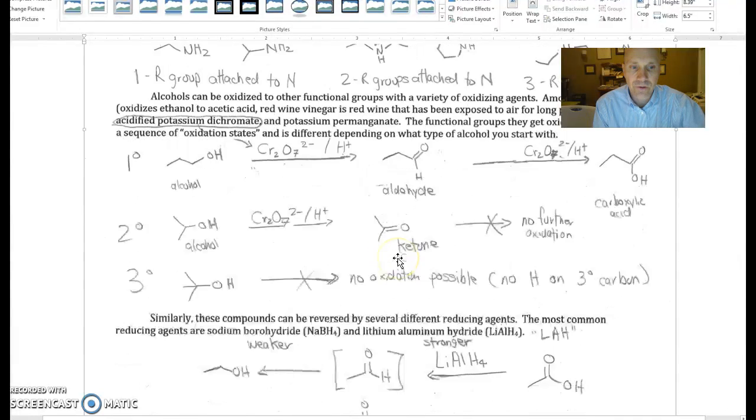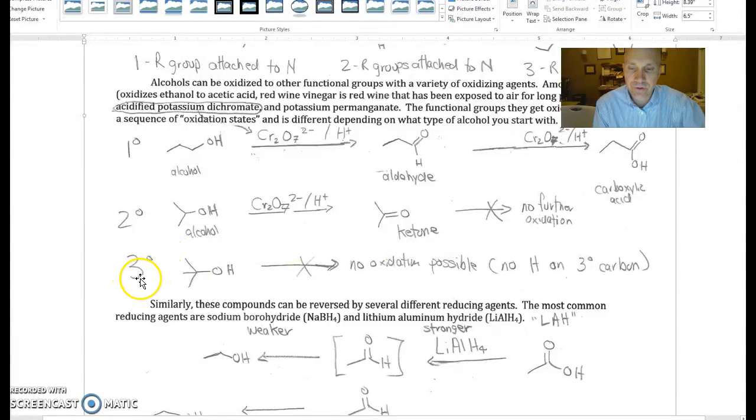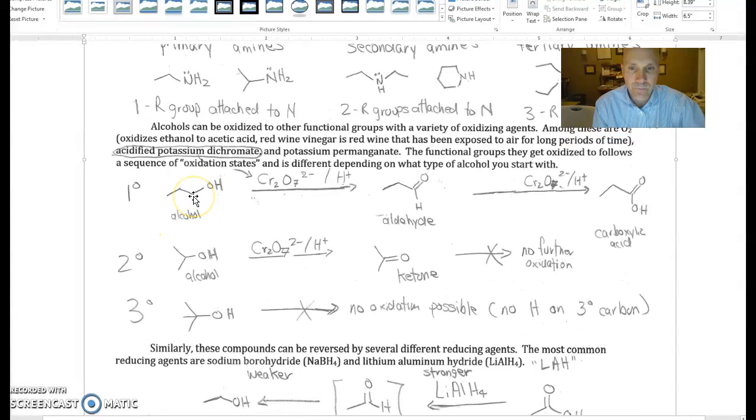If we were to try oxidizing a tertiary alcohol, notice that with the previous two examples, when we went from the alcohol to the aldehyde, we ended up losing a hydrogen from this carbon right here when we went to this step. Notice that there's one hydrogen attached right here, two hydrogens here, but there's only one hydrogen left in the product.